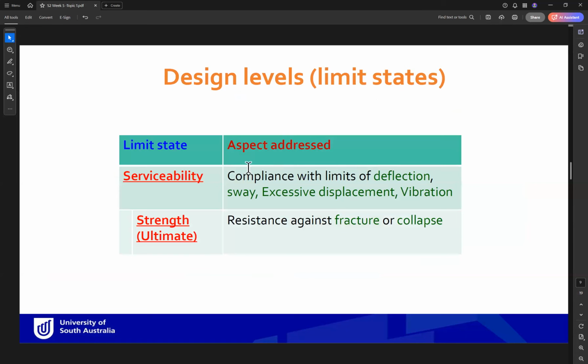Okay, so this is just a summary of the serviceability and ultimate limit state. Serviceability limit state is concerned with compliance with the limits of deflection, sway, excessive displacement, and vibration. So we need to make sure that the deflection and other deformation of the structure is less than the allowable limits. For the strength, the aspect is the resistance against collapse or failure. So there are two different design criteria for our design procedures.